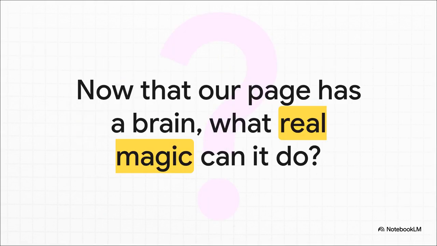Which brings us to the final, most exciting question. Now that our mannequin has a brain and is ready to flex its muscles, what can it actually do? What's the payoff? How do we make a button that, when you click it, actually changes the text on the page? Well, that's the real magic, and it's exactly where we're going next.